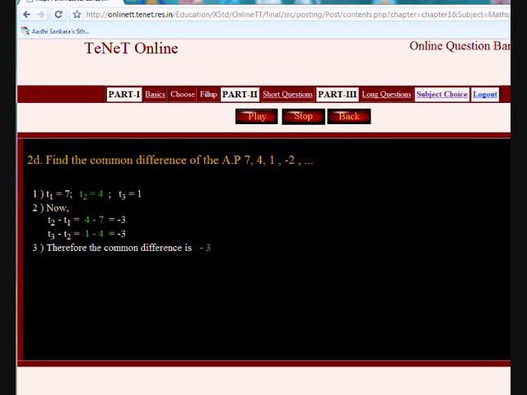Now T2 minus T1 equal to 4 minus 7 equal to minus 3. T3 minus T2 equal to 1 minus 4 equal to minus 3. And T4 minus T3 equal to minus 2 minus 1 equal to minus 3, and so on. So we can see that T4 minus T3 equal to T3 minus T2 equal to T2 minus T1, that is equal to minus 3. Therefore the common difference is minus 3.